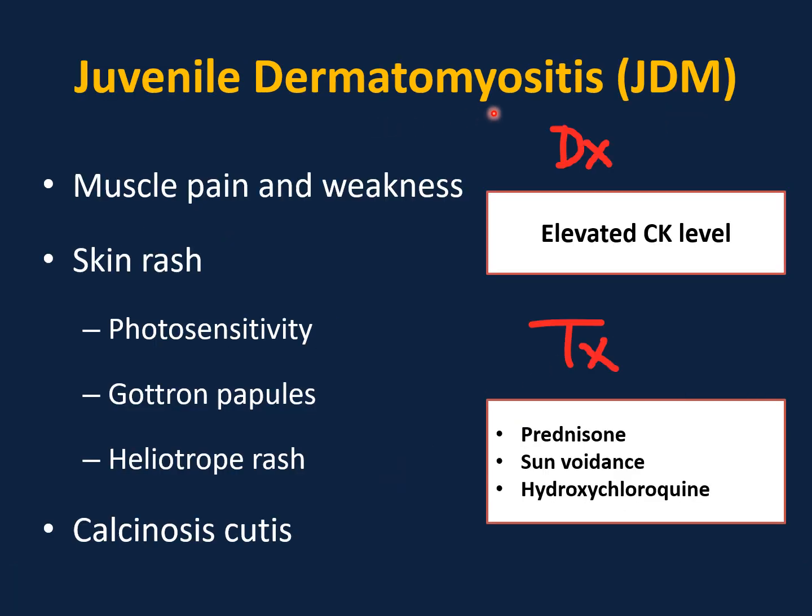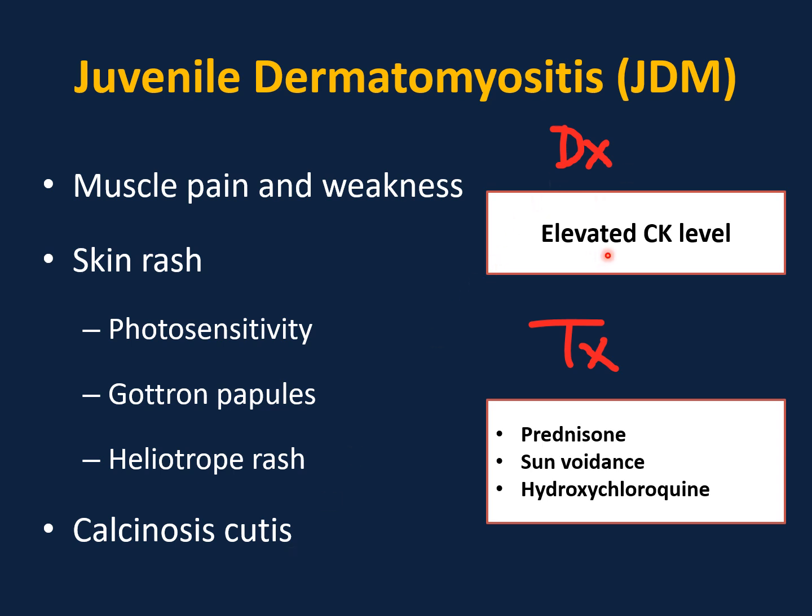Juvenile Dermatomyositis, from the name, is inflammation of the skin and muscle. The classic presentation: muscle pain and weakness. Skin rash, which is exacerbated in sun exposure or photosensitivity. Gottron papules, which is elevated shiny violaceous papules over the bony prominence, for example, knuckles. Heliotrope rash is purple or dusky rash around the eyes or in the periorbital area. Calcinosis cutis, which is firm nodules, white or flesh colored over the bony prominence.